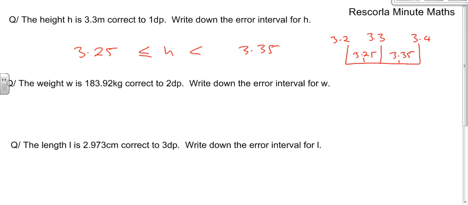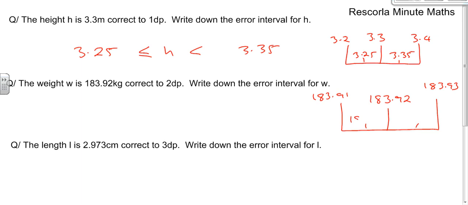So 2 decimal places this time. So we do our fork. And in the middle is our number, so 183.92. Then 183.91, 183.93. And in the middle, we've got 183.915. Remember, it's always a 5 on the end. 183.925. So 183.915, 183.925. Our letters in the middle, and we do our signs.